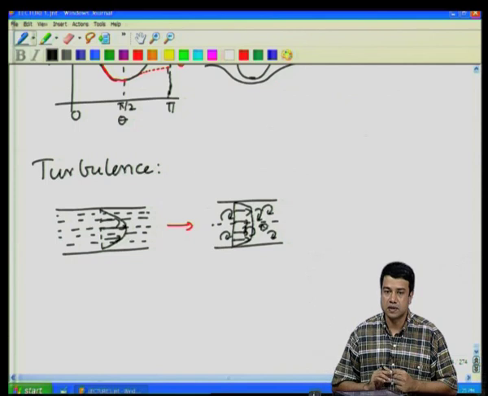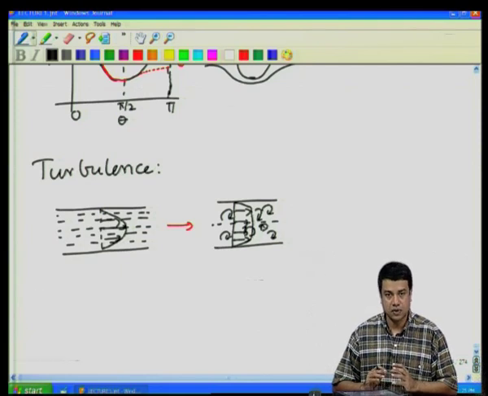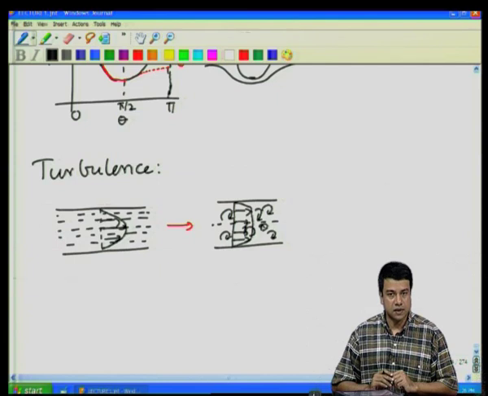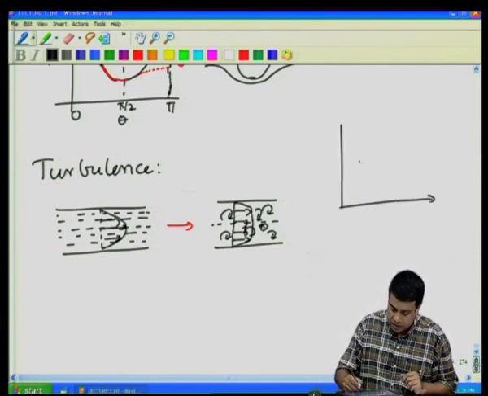It has fluctuations in all directions, and there are parcels of fluid called eddies, okay, which have velocities in all directions, and there are eddies of various sizes within the flow. And this is reflected in, for example, flow through pipes and channels.